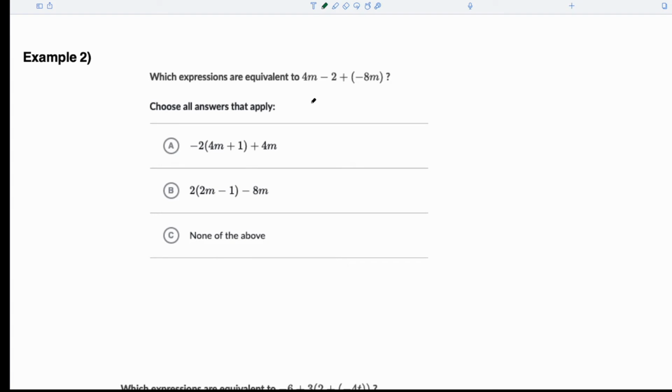Which expressions are equivalent to 4m minus 2 plus negative 8m? First thing we're doing is simplifying our given expression. I have parentheses in here. Can I simplify that at all, Evelyn? There's nothing to combine. We're just going to leave the negative 8m. What can I simplify, though, about these two signs? There's a plus and a minus. Maya.